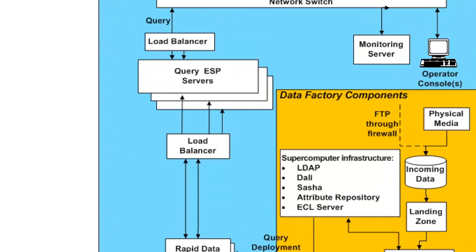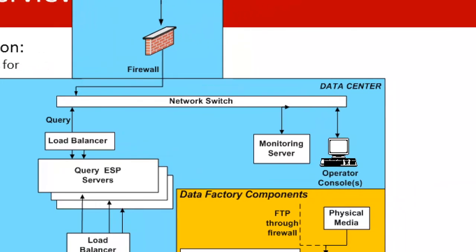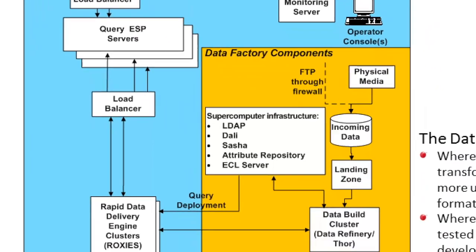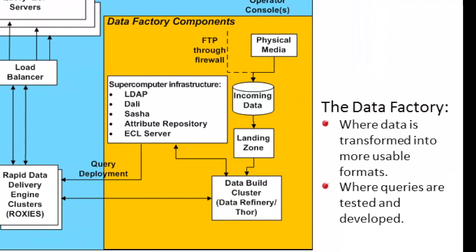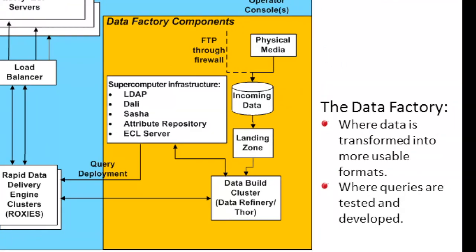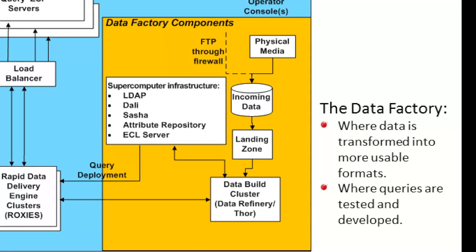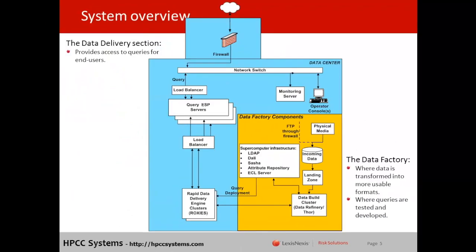And note, through a load balancer and through ESP servers, we communicate with the outside world via network switches and some sophisticated hardware. Our data factory components, as you can see, we have the Thor cluster in the lower right. And we also have a landing zone, which takes incoming data, puts it onto the cluster. And we use a variety of other components that work with Thor and also with ROXY, including LDAP, Dali, Sasha, our attribute repository, and the ECL server. All of these components will be discussed in upcoming lessons.